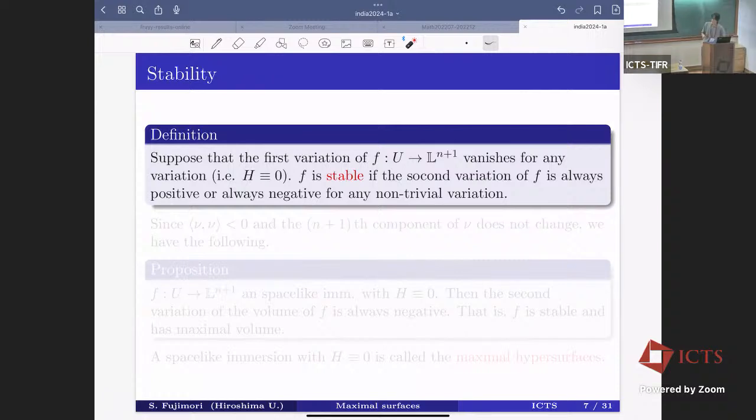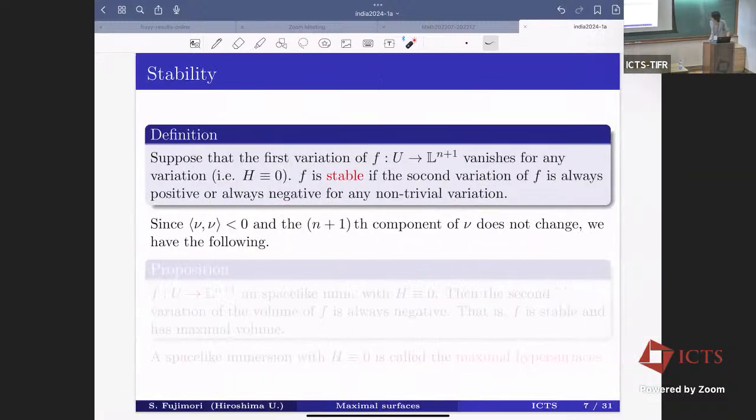Okay, so then using this second variation, we can consider the stability of the hypersurface. So suppose that the first variation vanishes for any variation. So this means H vanishes identically. And in this setting, f is stable if the second variation of f is always positive, or always negative, for any non-trivial variation.